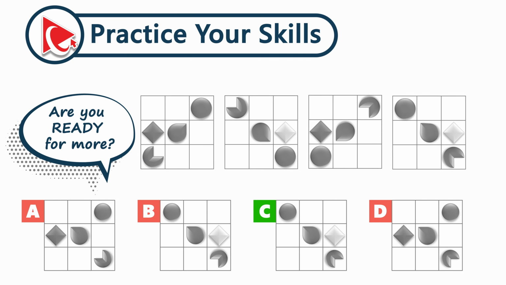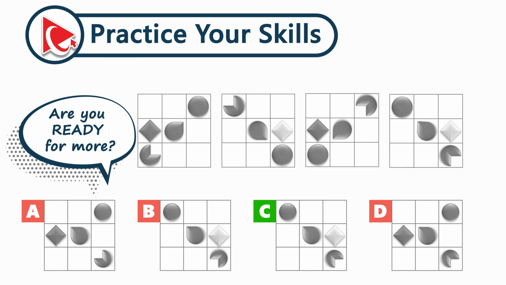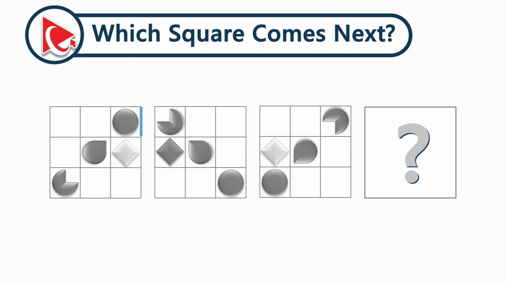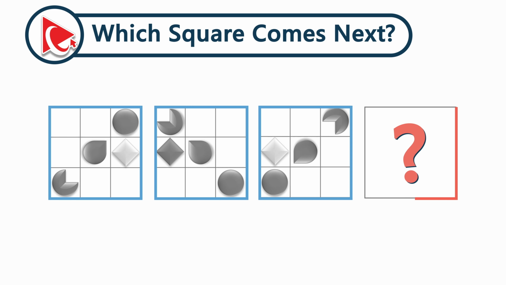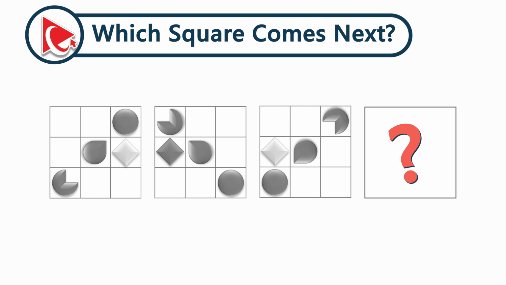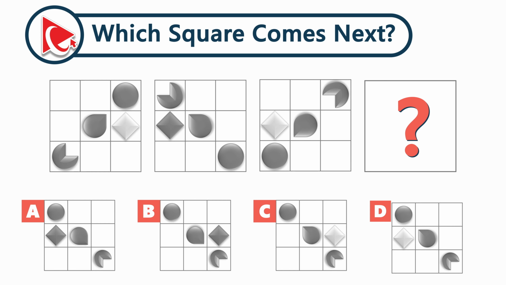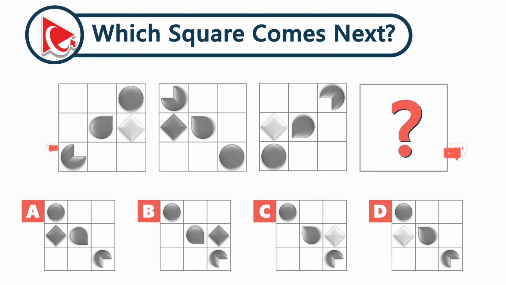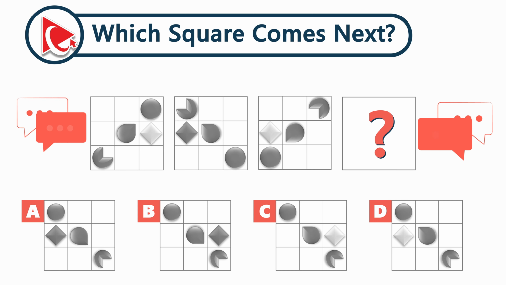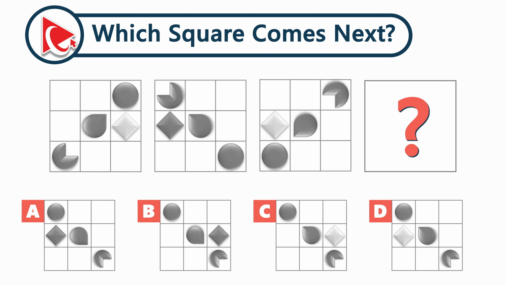But wait! Are you ready to practice your skills? Try this question to see how you would do. You're presented with the series of squares. 3 squares have shapes inside, and the 4th square is missing. You need to determine the 4th square and select your answer out of 4 possible choices, A, B, C, and D. When you're confident in your answer, post it in comments, and I'll share my feedback. Good luck with this fun challenge.